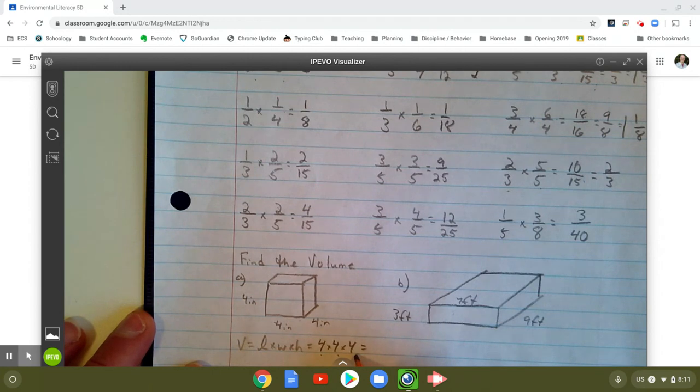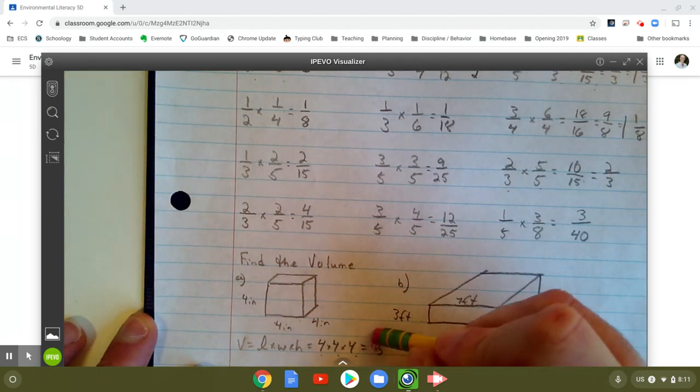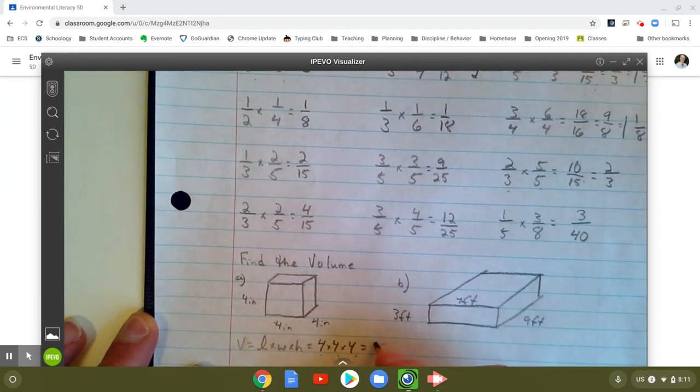let's see, 4 times 10 is 40. 6 times 4 is 16, so that's 56. Yeah, right? 16 times 4, yeah, 56, that's right. Whoops, I said 56. I wrote 15. 56 cubic inches is the answer to A.